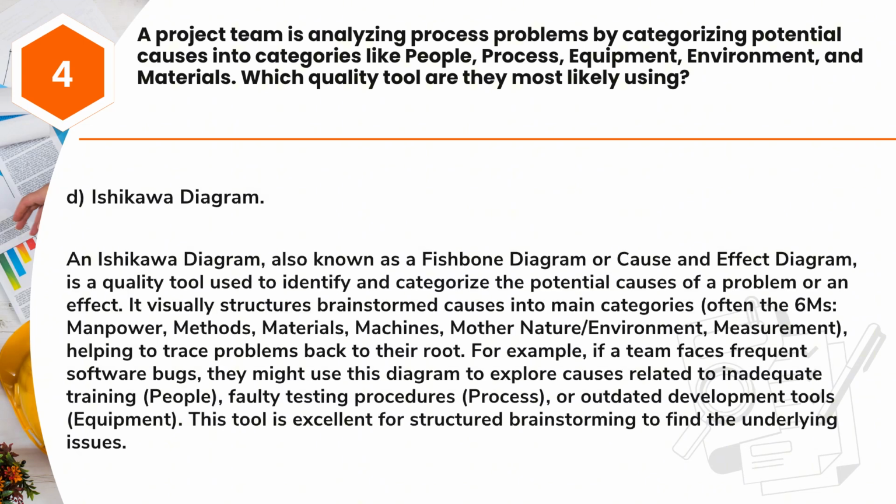Answer: D. Ishikawa diagram. An Ishikawa diagram, also known as a fishbone diagram or cause and effect diagram, is a quality tool used to identify and categorize the potential causes of a problem or an effect. It visually structures brainstormed causes into main categories, often the 6Ms: manpower, methods, materials, machines, Mother Nature/environment, measurement, helping to trace problems back to their root.